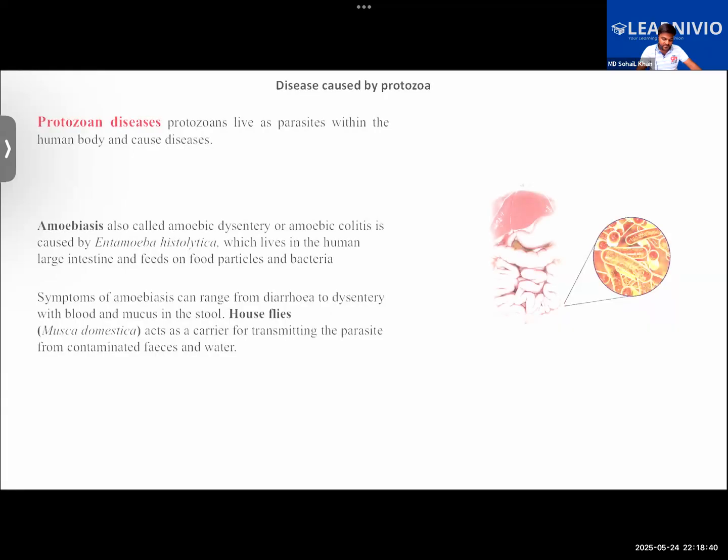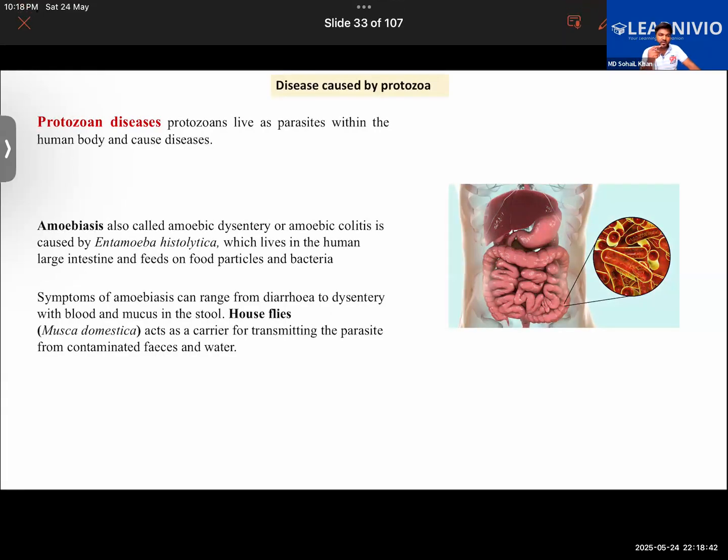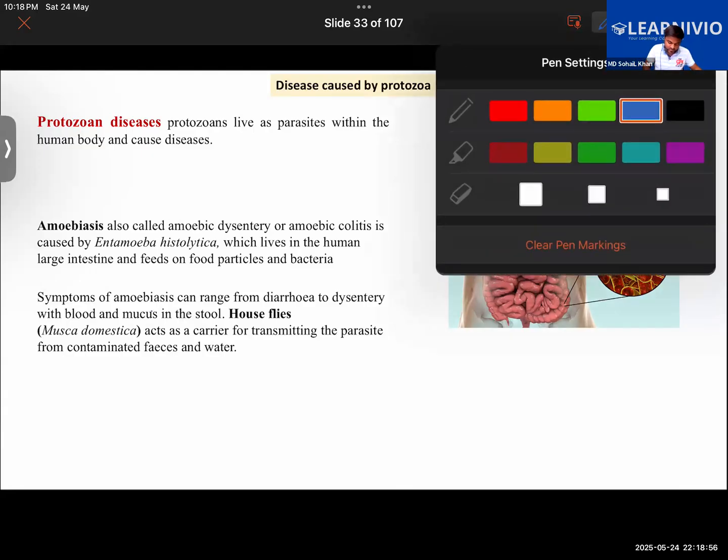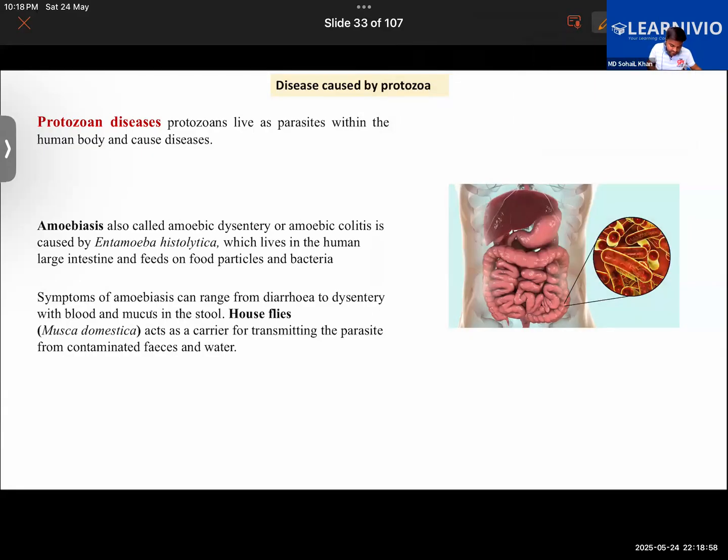There have been some cases of a particular type of amoeba entering into the brain, and the person can suffer from brain related issues also. Talking about some of the diseases spread by them, there's a disease called amoebiasis or amoebic dysentery, caused by an amoeba called Entamoeba. You only have to memorize the first name, that is Entamoeba.